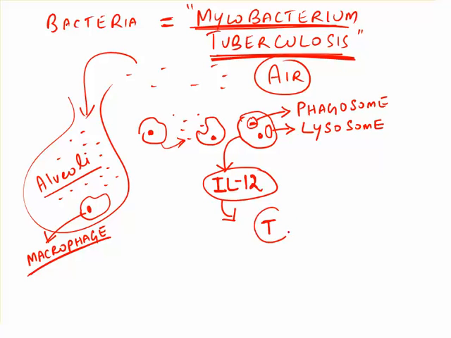This IL-12 goes and interacts with a lymphocyte called the T lymphocyte. There are different types of T lymphocyte, CD4, CD8, like that. Here it is CD4. It is a CD4 T lymphocyte.